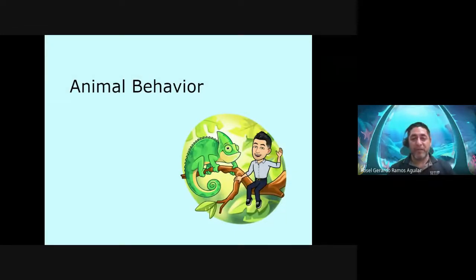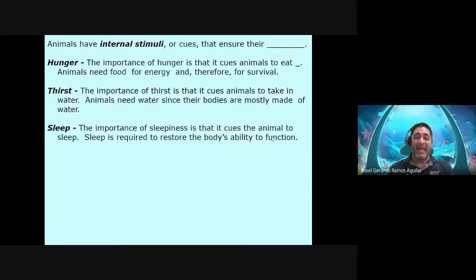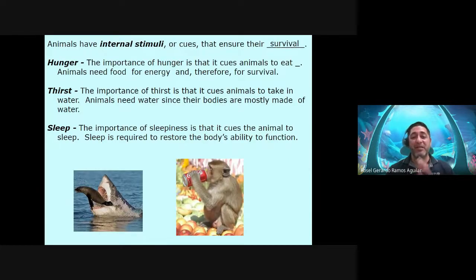Okay, good morning. Today we're going to talk about animal behavior. Animals have internal stimuli or cues that ensure their survival. We have three things to explain: hunger, thirst, and sleep.